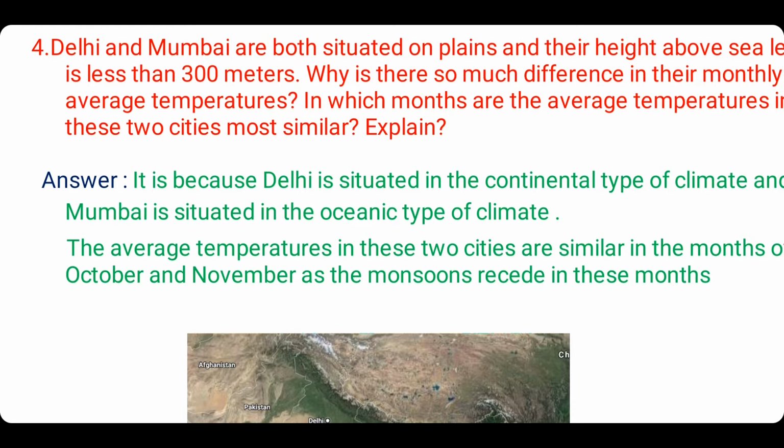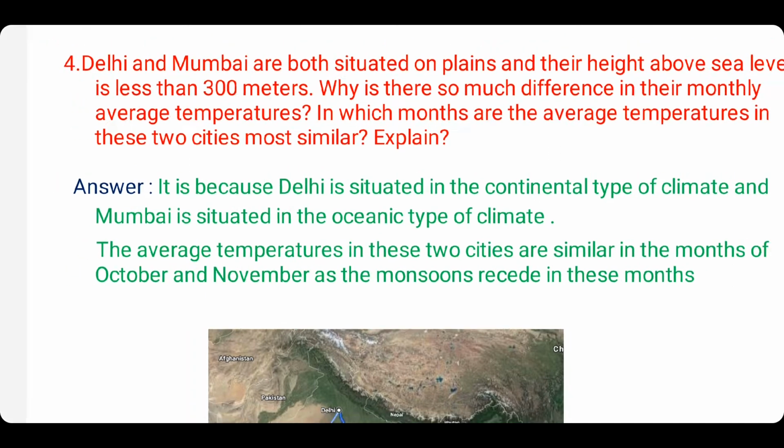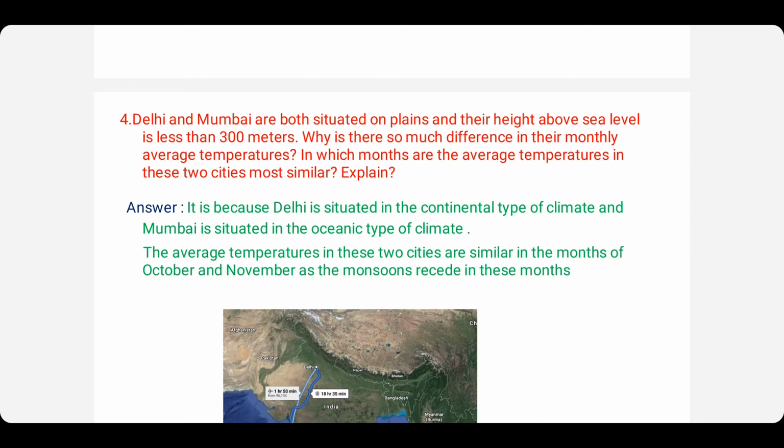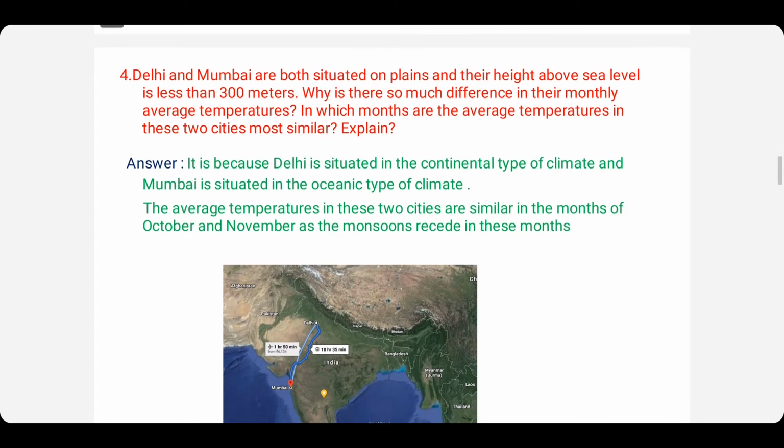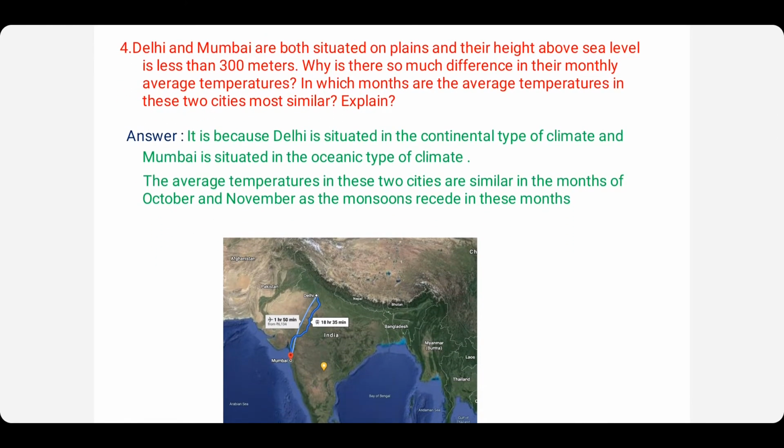And the second, what is the question here? In which months are the average temperatures in these two cities most similar? When are they the same? Similar means same. The average temperatures in these two cities are similar in the months of October and November as the monsoons recede in these months. Monsoons means after the rainy season, in the beginning of the winter season, the temperatures of these two places are almost similar.